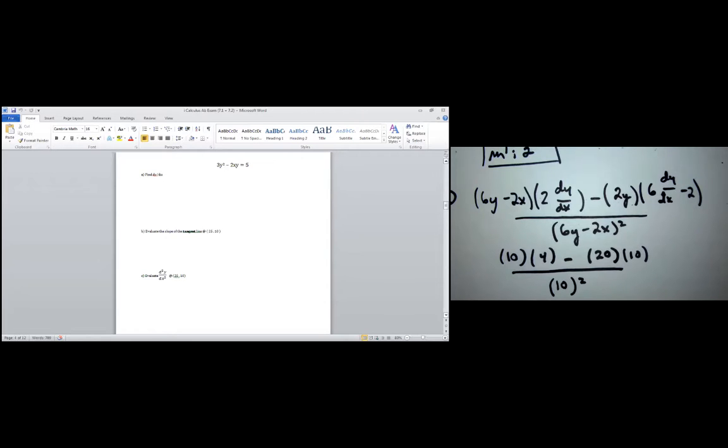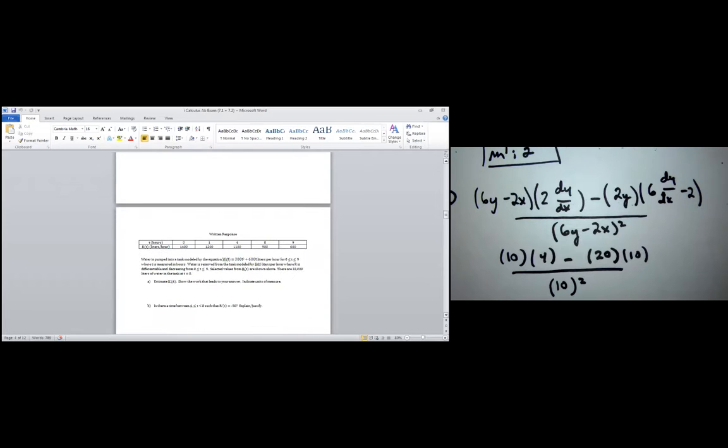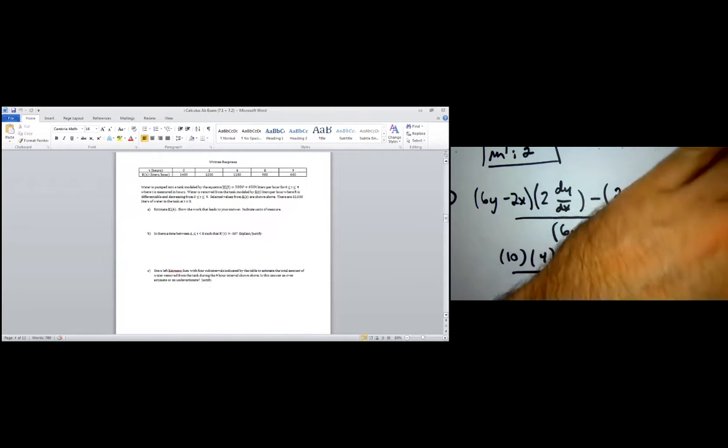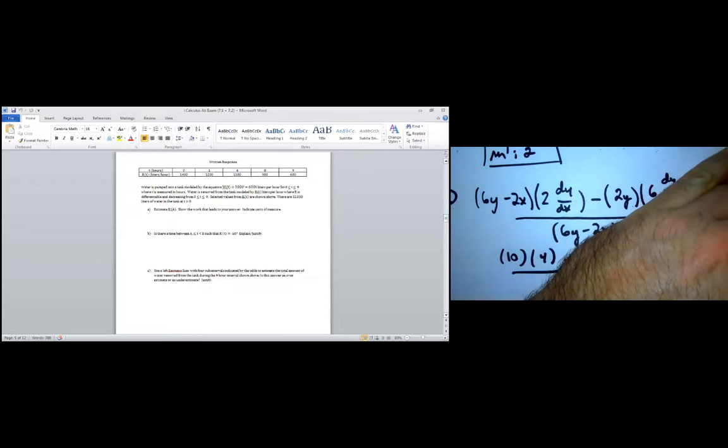Okay, moving along. All right, here we go. I'm assuming lots of questions now. So it says, okay, water is pumped into a tank modeled by the equation such and such.